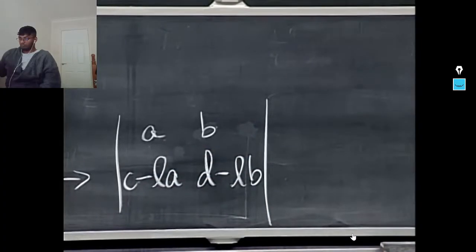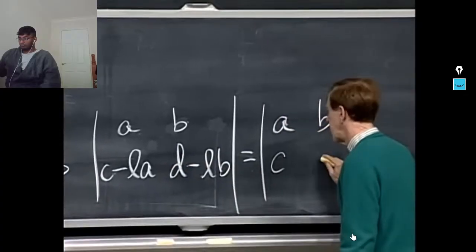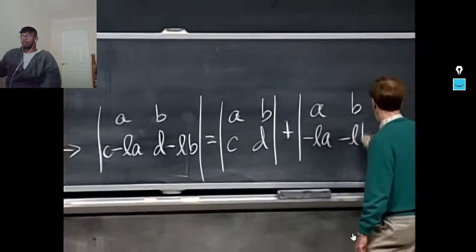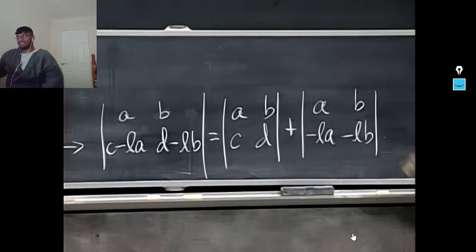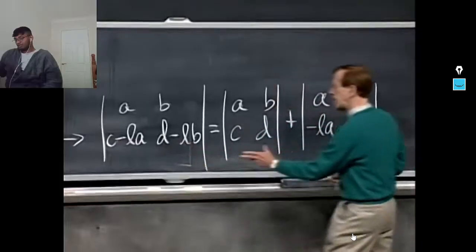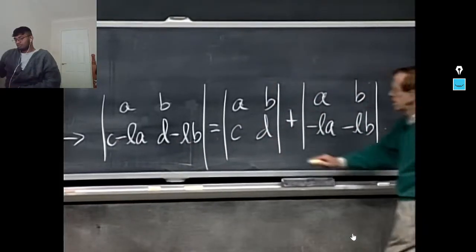But I just cheated, right? I got to use the property. So what property? Well, of course, I'm keeping the first row the same, and the second row has a C and a D, and then there's the determinant of the A and the B, and the minus LA and the minus LB. So what property was that? 3B. I kept one row the same, and I had a combination in the other row, and I just separated it out. Okay, so that's property 3. This is number 3B.